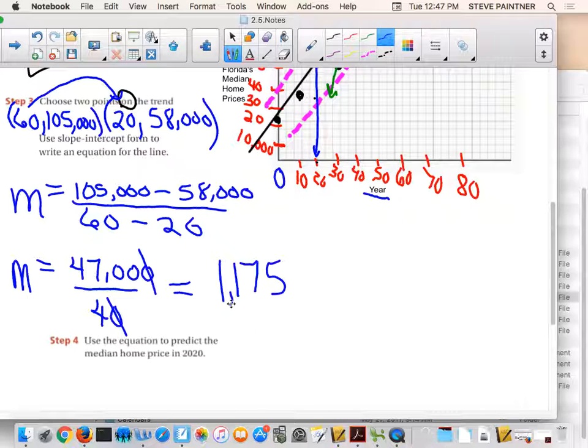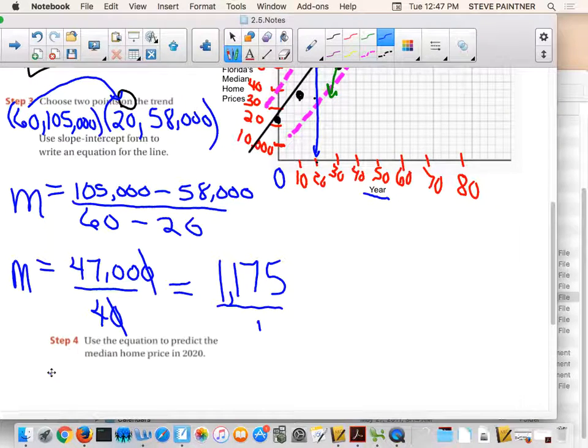Now, hang on. What does it even mean? What's that slope mean? See, I don't have any units on there. That's why you probably can't answer that right now. It goes up that much. So it goes up 1,175 and over that much. But what are the units? 1 year. Month. So you're saying the bottom number is years? Yeah. What's the top number?